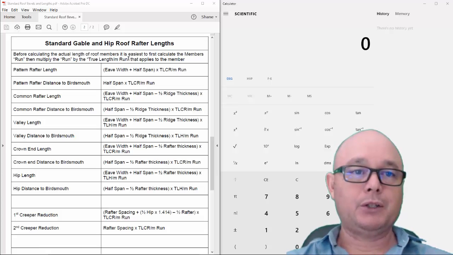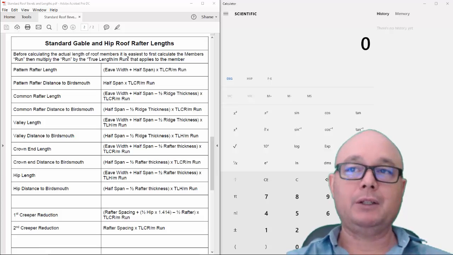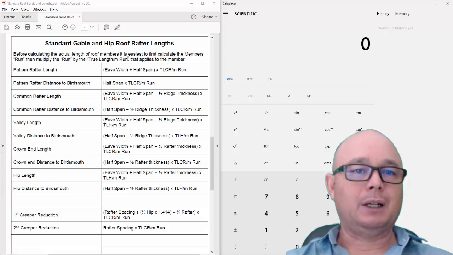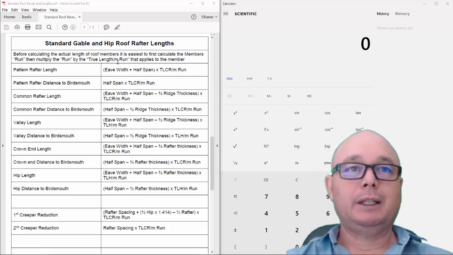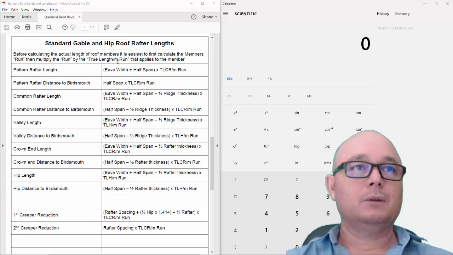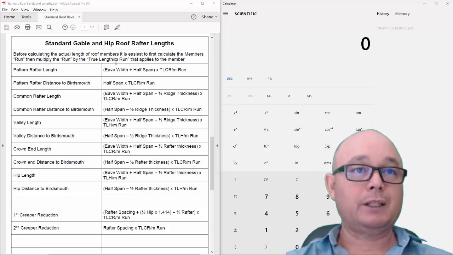Run is the length measured from the wall plate to whatever the member runs into. So a pattern rafter runs all the way to the centre of the roof. So effectively the run for a pattern rafter is the half span, which is the distance measured from the outside of the top plate to the centre of the roof, plus the eave width, which is measured horizontally, and that is the run for a pattern rafter.